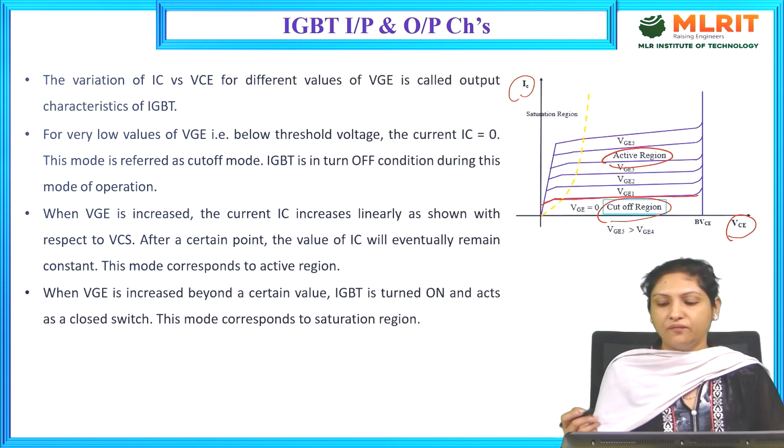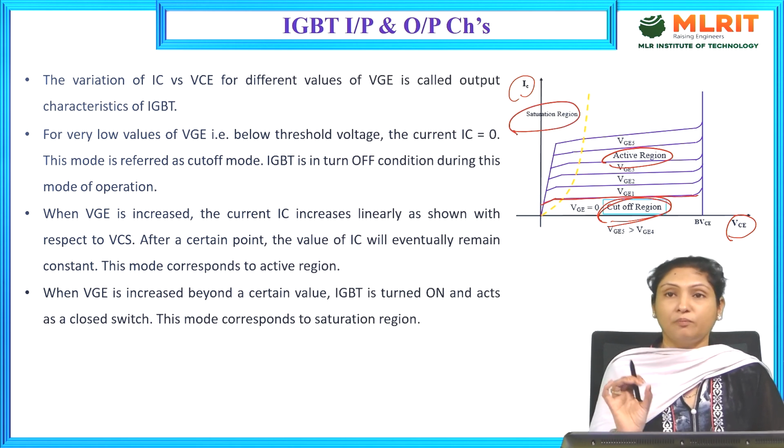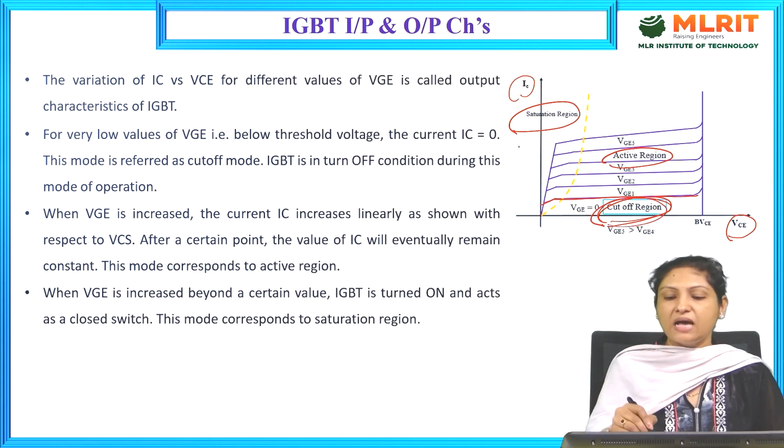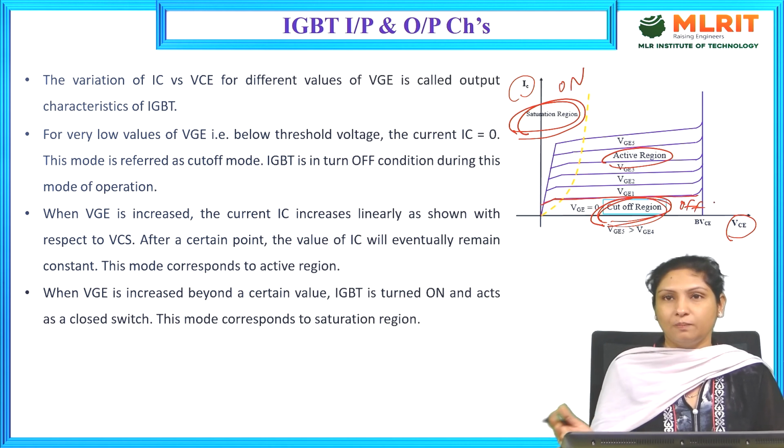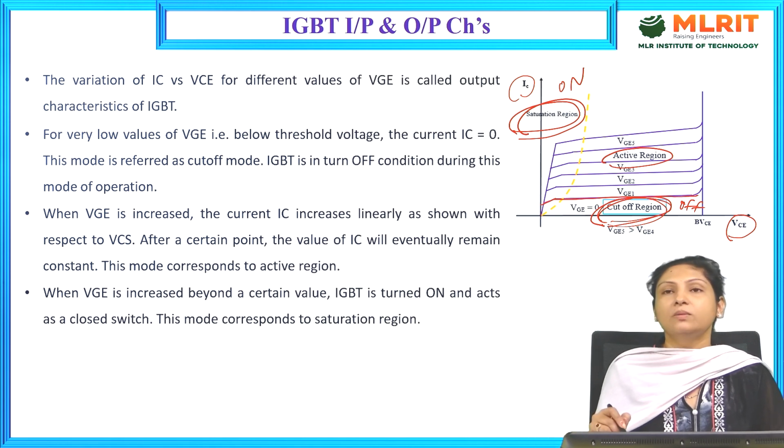Mostly we go for the cutoff region or otherwise the saturation region. Power electronic applications find only the cutoff region as well as the saturation region. Either it will be operated as an on switch or otherwise an off switch. We basically need switching applications in power electronics. We don't go for amplification applications. Usually electronics people find applications for the amplification mode. So we don't usually go for the active region in power electronics applications.